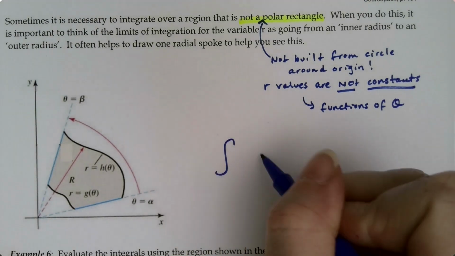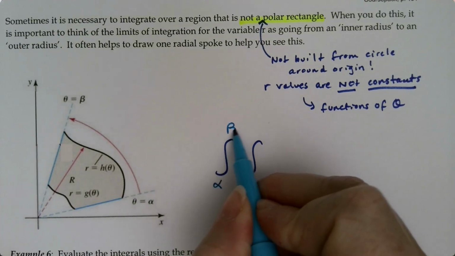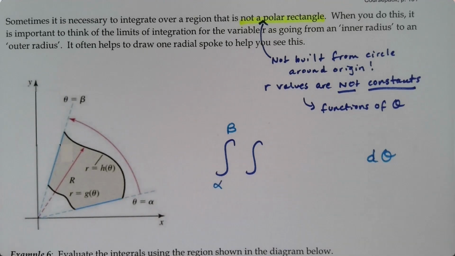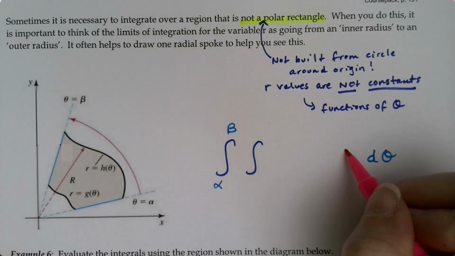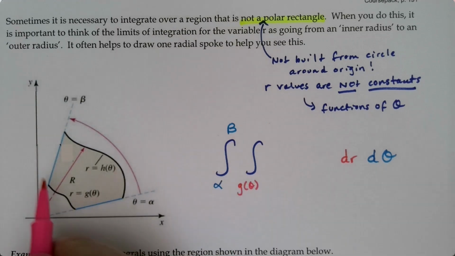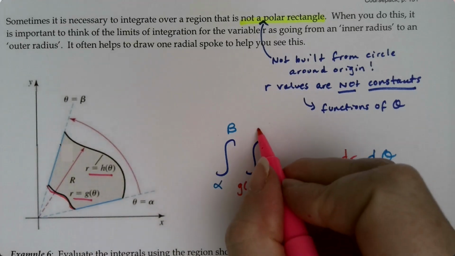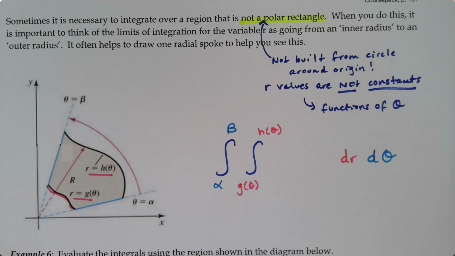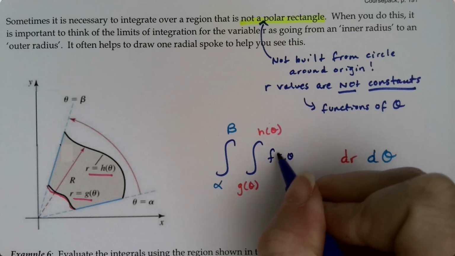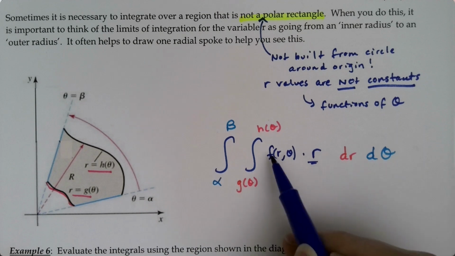So let's see here. Theta still goes from alpha to beta, because you have to have constants in some portion of this. So theta will be in the constant form. But r will go from some function of theta, this inner function right there, to some outer function of theta. And of course, we'll still have our integrand, f of r theta, but times r, because of course that's dA. r dr d theta.